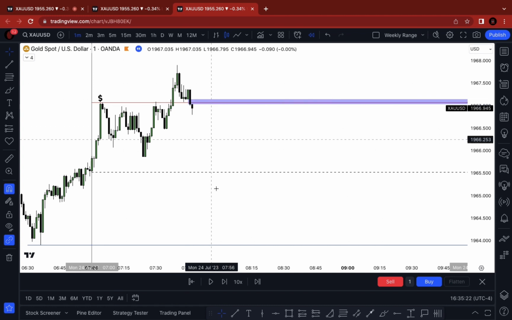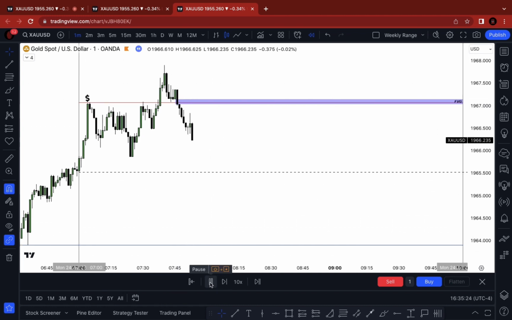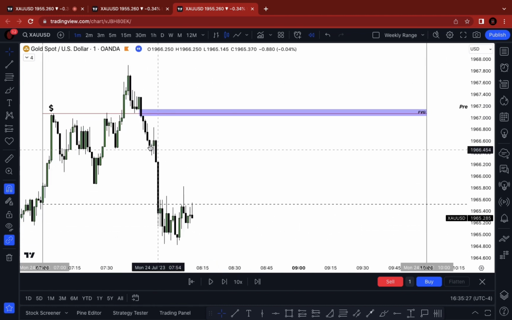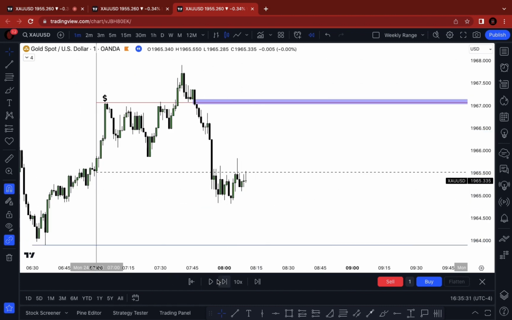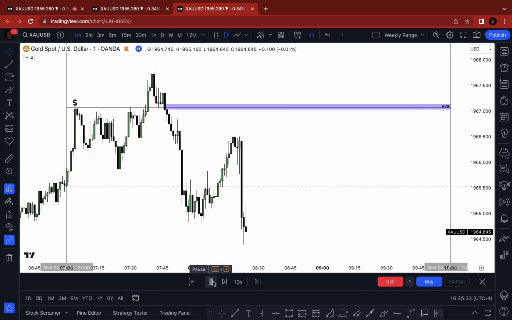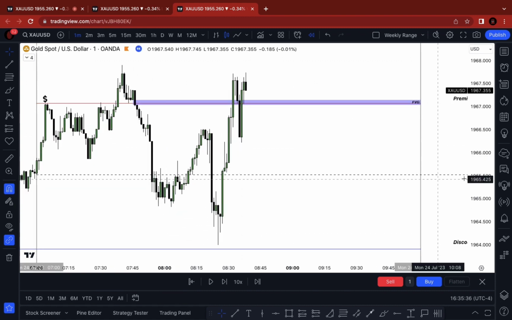Then we got that first fair value gap. Then I look to go short inside of it. Now you can see how price runs all the way down, right? It looks like it doesn't give anybody an opportunity. But if you have patience and you wait for the price action to come back to the area that you want to sell at, there goes the short.